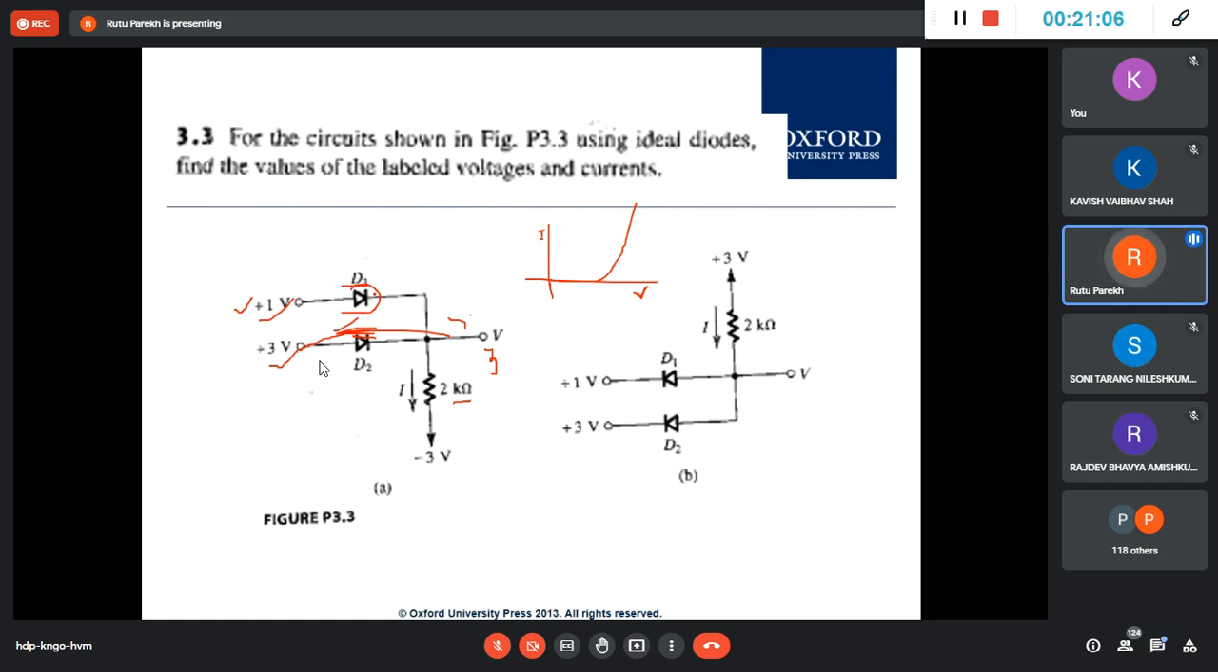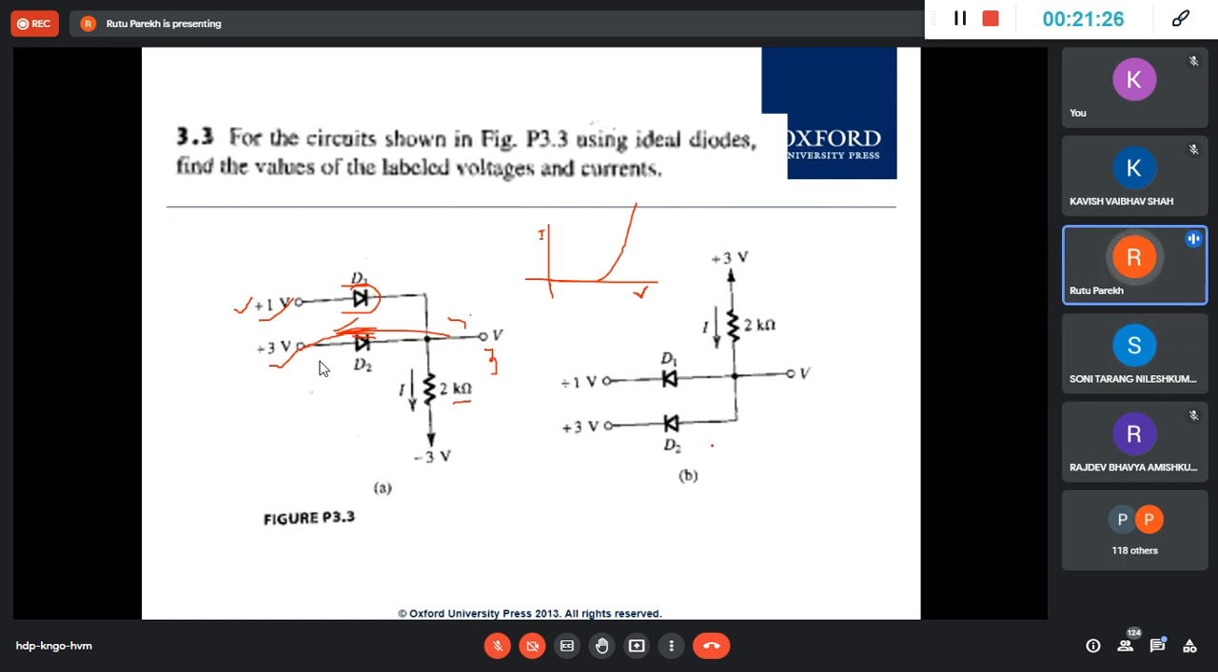The voltage is there, so it will be completely reverse biased. This is all happening in micro-milliseconds. Correct? Am I audible? Yes, ma'am. Okay.